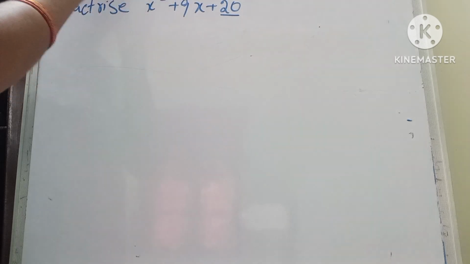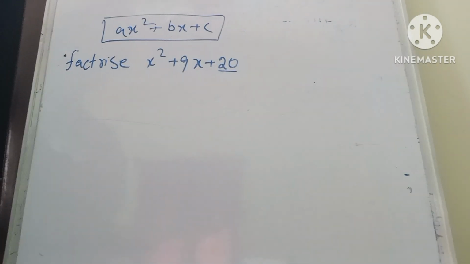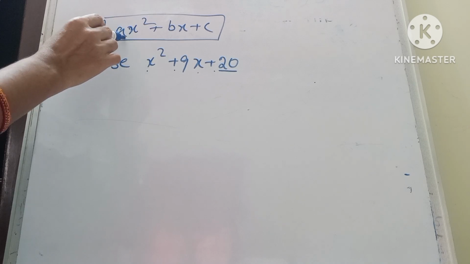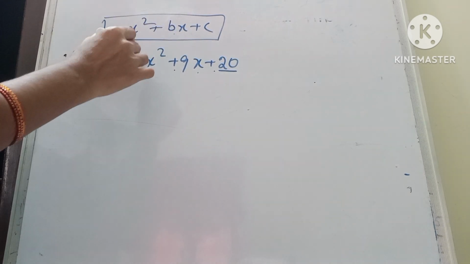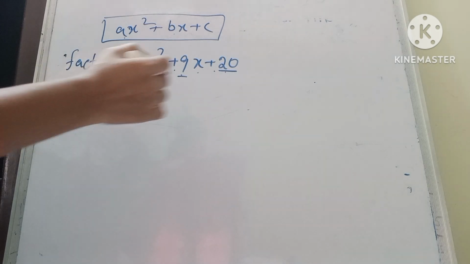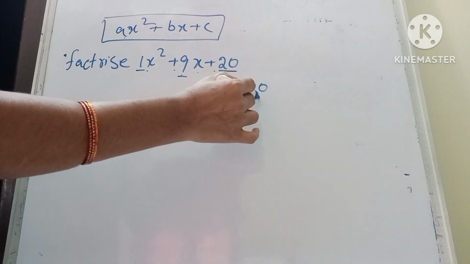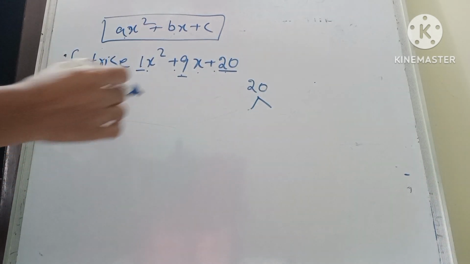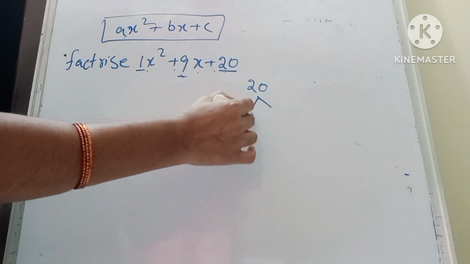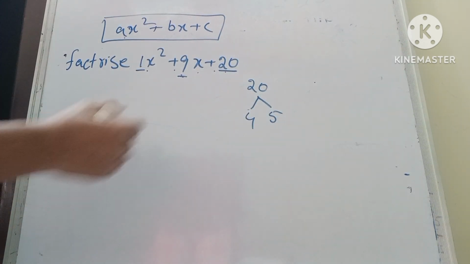Expressions in that formation. x square plus 9x plus 20. Factorize this. So this is in the form of ax square plus bx plus c. Here a, b, c are constants. a is 1, b is 9 and c is 20. So we have to take factors of 20. Its sum must be 9. So what factors of 20 make sum 9, which is 4 5s are 20.